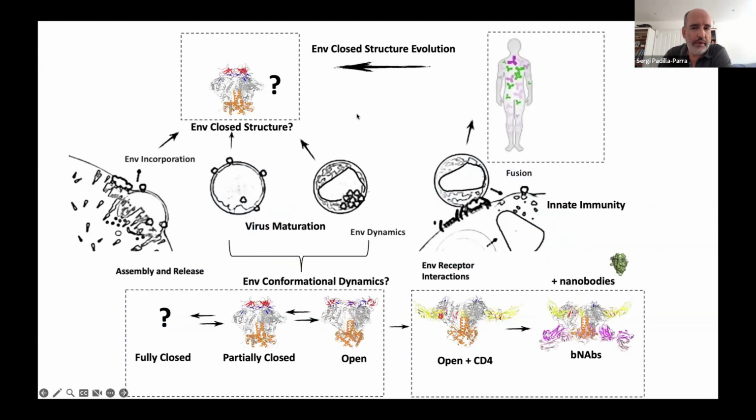And this is more in the context that I was talking about. So in here you have egress, incorporation of the envelope glycoprotein in immature particles, the process of maturation, and the impact of this process in envelope glycoprotein dynamics, and then how it engages in the next process of infection.